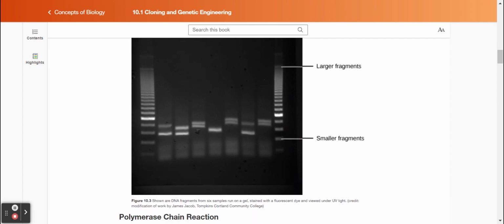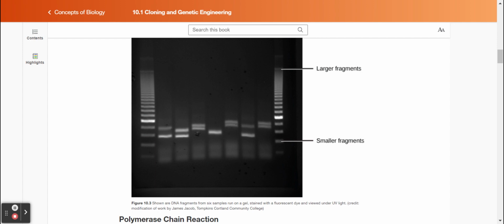Figure 10.3. Shown are DNA fragments from 6 samples run on a gel, stained with a fluorescent dye and viewed under UV light.